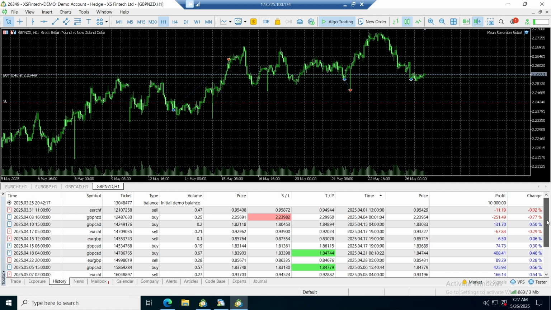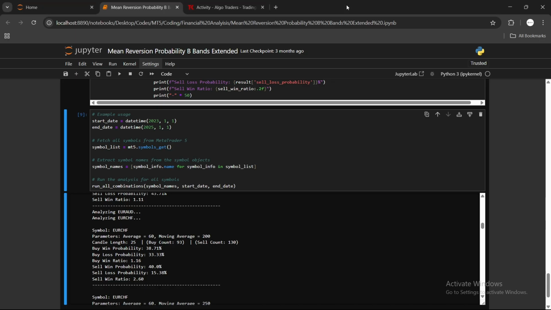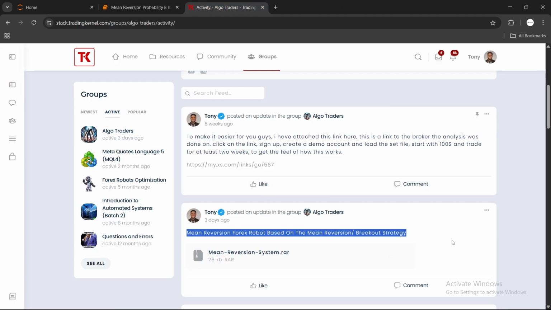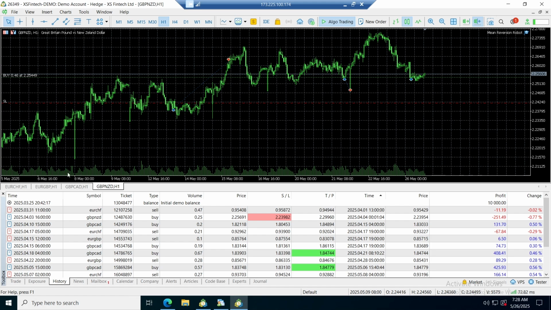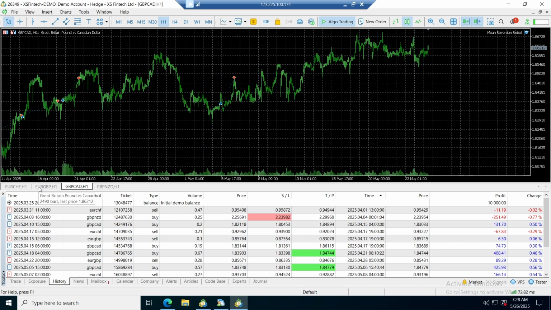So here's what you could do if you're going to be using this strategy. I've added the set files and the symbols I'm currently trading here on Trading Kernel Stack. This is free. I'm not charging you guys anything. You can head over to Trading Kernel Stack, sign up, create an account, and download this forex robot along with the set files and set them up just the way I've set them up right now on GBP CAD, Euro GBP, Euro CHF, and GBP NZD.